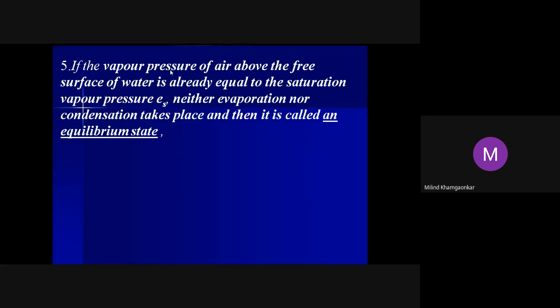The normal vapor pressure, denoted by EA, we will be learning next time, just as ES is denoted by ES. It is always less than ES. When EA is equal to ES, then no evaporation takes place. When the normal vapor pressure is less than ES, then and only then can evaporation take place.